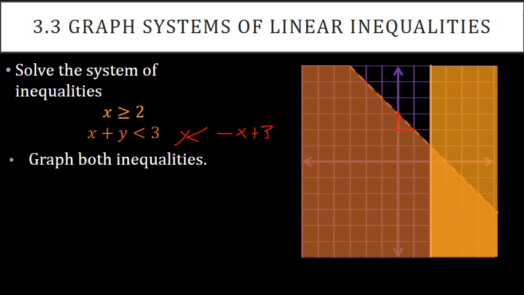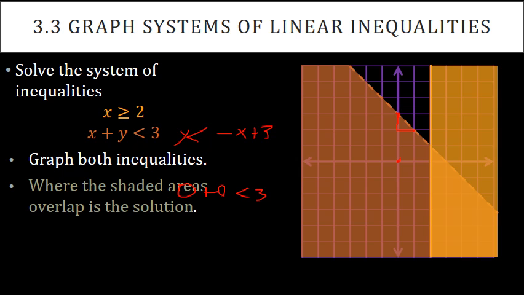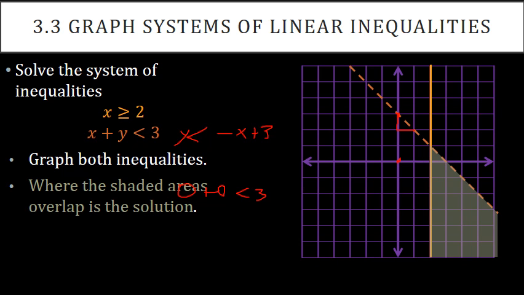And pick a test point, such as 0, 0, and fill it in. If I try 0, 0, which is this point right there, and I fill it in, I'll have 0 plus 0 is less than 3, which is true, so I'm shading that side. Where the shaded areas overlap is the solution. So that is the solution.